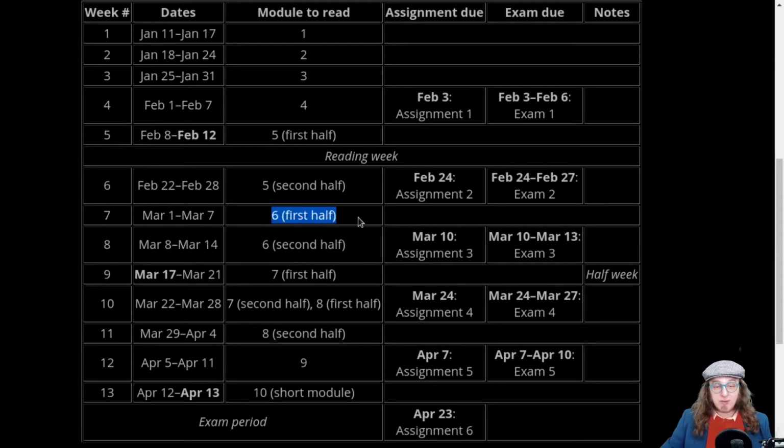Next week is Module 6. I haven't published Module 6 yet. As usual, I promise it'll be there in time for you to use it. You don't need anything to do with Module 6 right now. Module 6 is on logic programming and query programming in general.